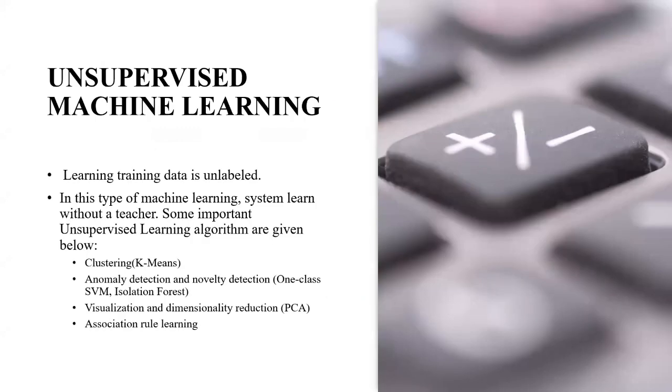The second is the unsupervised machine learning algorithm. In this type of ML algorithm, the algorithm is given data without explicit instructions on what to do with it. Instead of labeled examples, it is provided with the dataset and tasked with finding patterns, structures, or relationships within the data on its own. It has algorithms like clustering, k-means, anomaly detection and novelty detection, visualization and dimensionality reduction, PCA, and association rule learning.